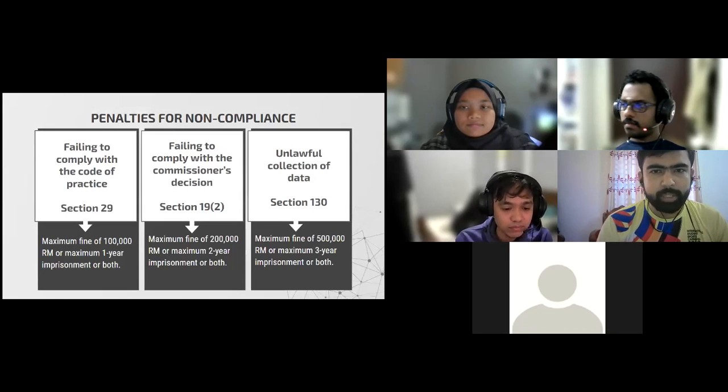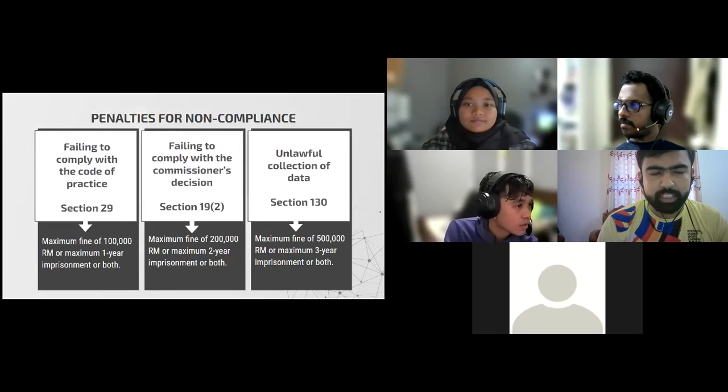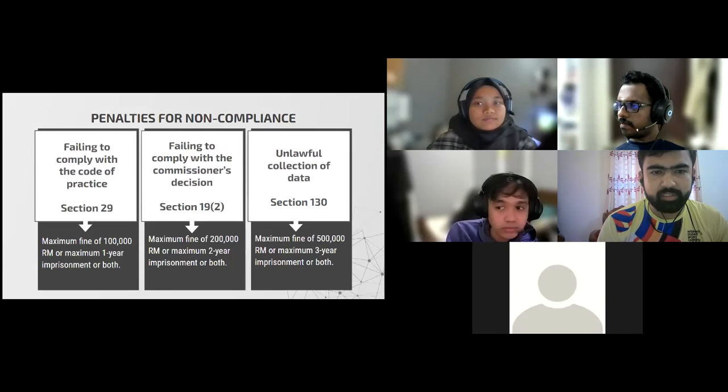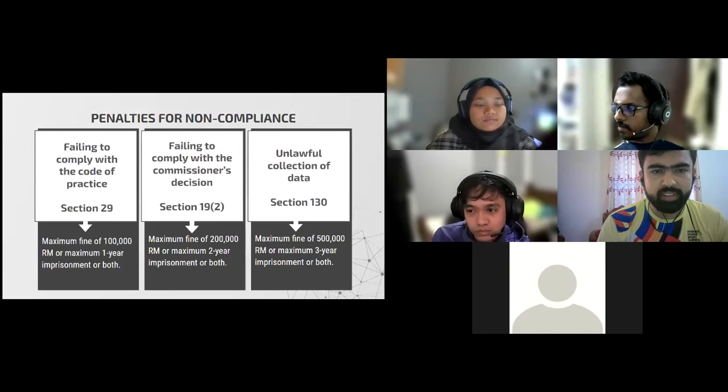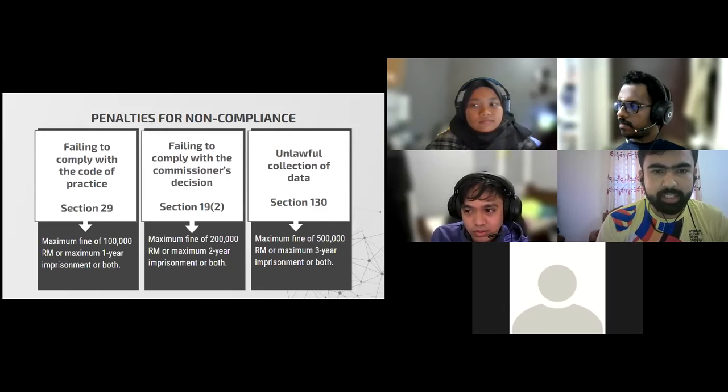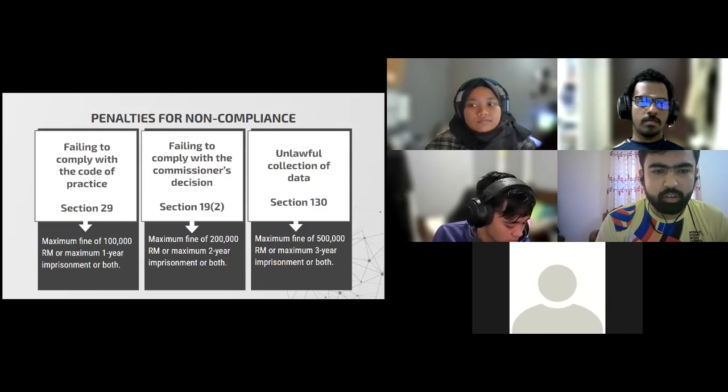Now, let's come to the penalties for non-compliance with the PDPA Act. For this, we have checked through 3 sections of the PDPA Act. The first one is Section 9. It means failing to comply with the code of practice. The code of practice should be created by CFEE Graphics, and if CFEE Graphics fails to come up with the code, then the authorized Malaysian data commissioner can enforce the code of practice upon us. And if we fail to abide by that code of practice, then we can be fined a maximum of 100,000 ringgit or 1 year in jail or both.